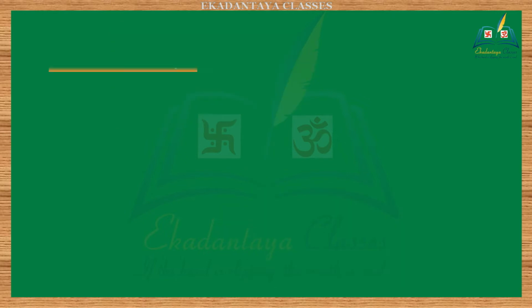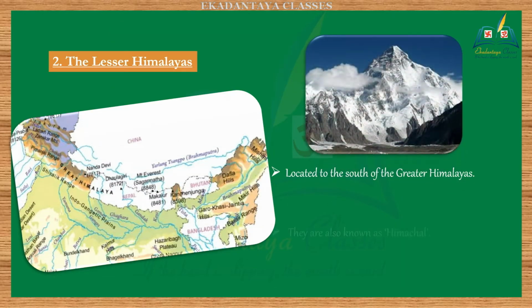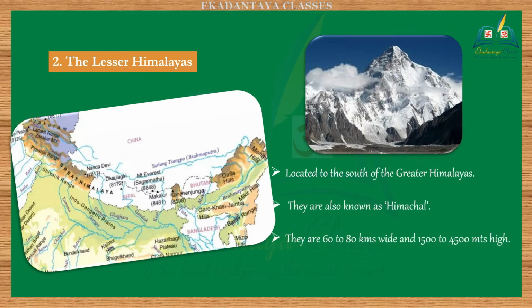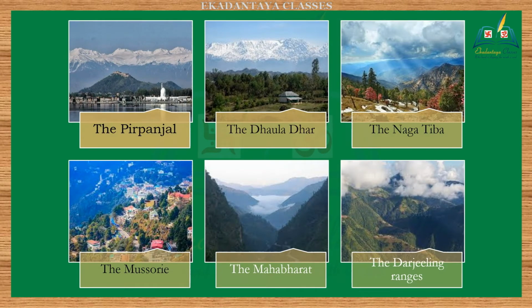The Lesser Himalayas. These ranges are located to the south of the Greater Himalayas. They are also known as Himachal. They are 60 to 80 kilometers wide and 1,500 to 4,500 meters high. The eastern part is covered with forests. There are many parallel ranges in the Lesser Himalayas: the Pir Panjal, the Dhauladhar, the Nag Tibba, the Mussoorie, the Mahabharat and the Darjeeling ranges.